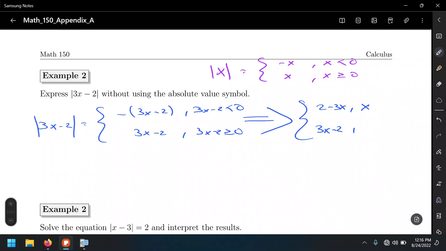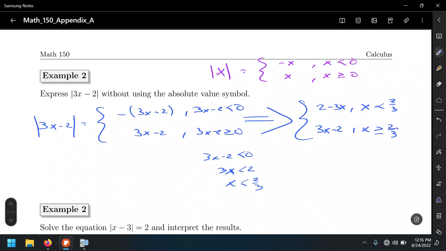Well, let me do the whole thing on the side. 3x minus 2 less than 0, that's 3x less than 2, and x is less than 2/3. And x greater than or equal to 2/3. Well, what are we going with this?